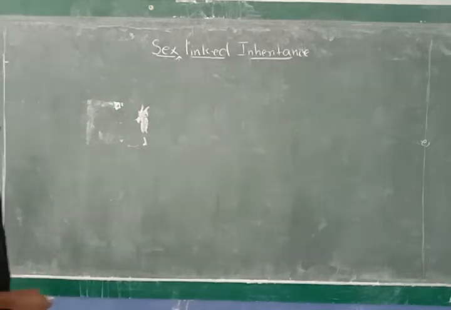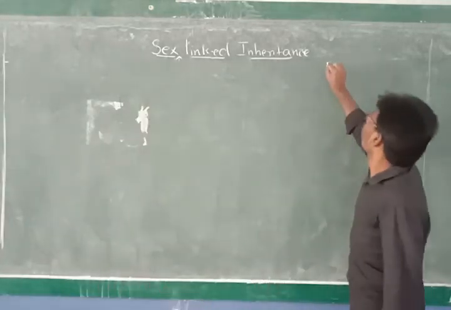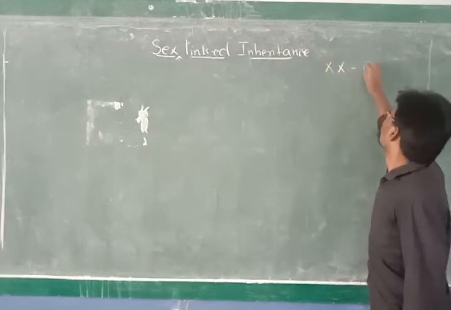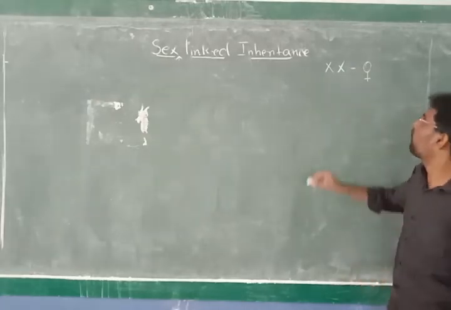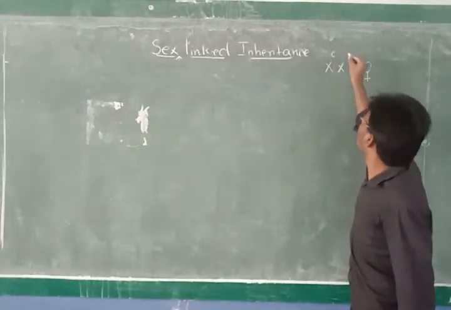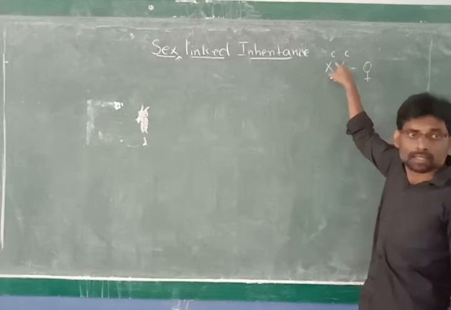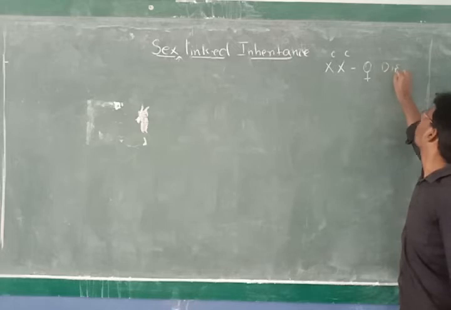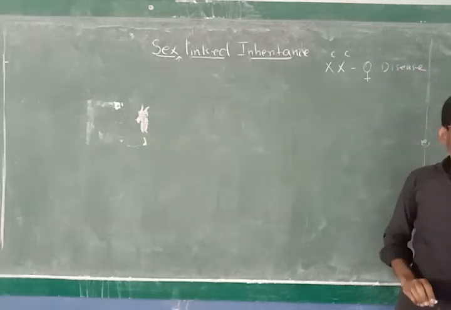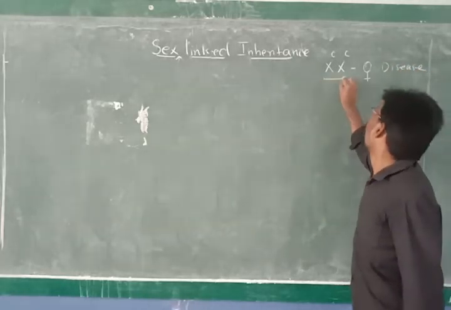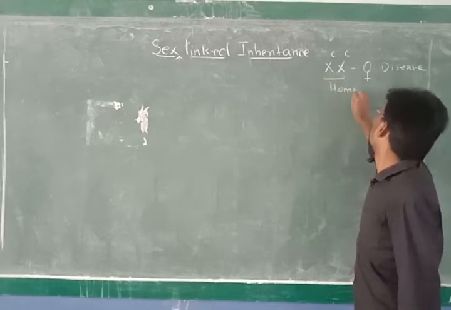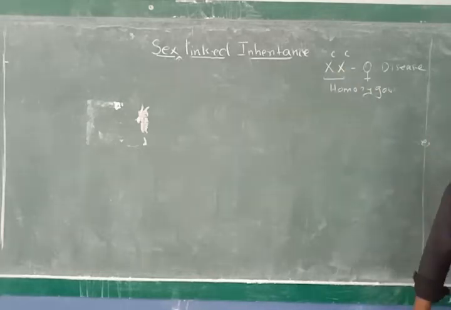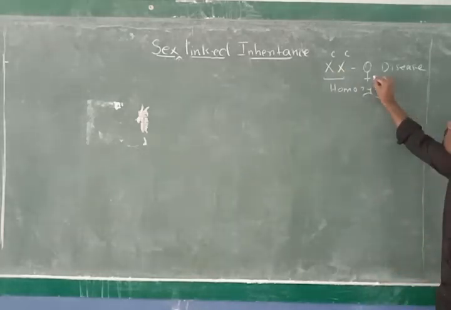So now, before that, if you talk about XX, this is for female. If it is having X^C, C on the top, C is for color blindness. So this is called a female having disease. That means the female is affected. This condition is called homozygous condition. Homozygous means same, both are having the same. This is one situation. So how will you find out the female is getting the disease?